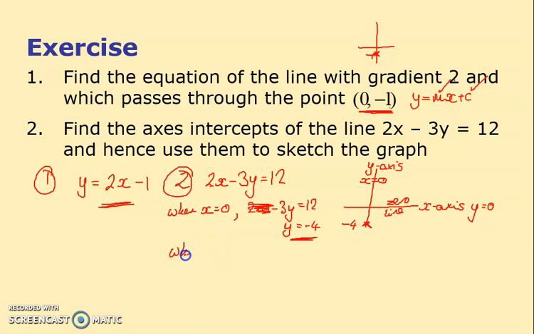And the other one we've got is when y equals 0. Looking at my equation, this is now 0, so it's 2x minus 3 times 0 equals 12. And again the same rule applies, anything times by 0 is 0. So I can get rid of it. 2x is 12, well, x is 6. So it crosses over here at 6. So in actual fact, my line looks something like that. It's a straight line through minus 4 on there, and 6 on there.